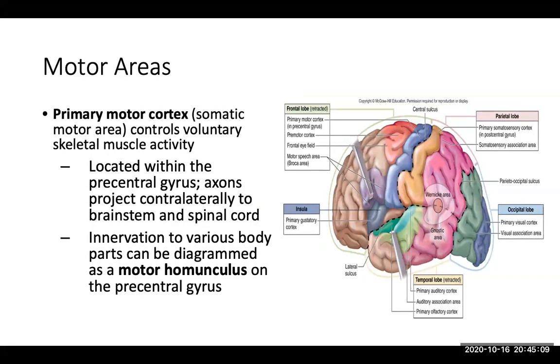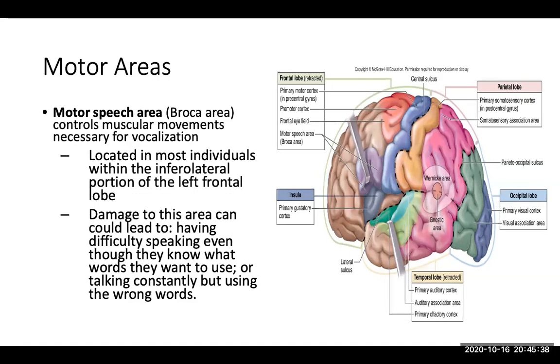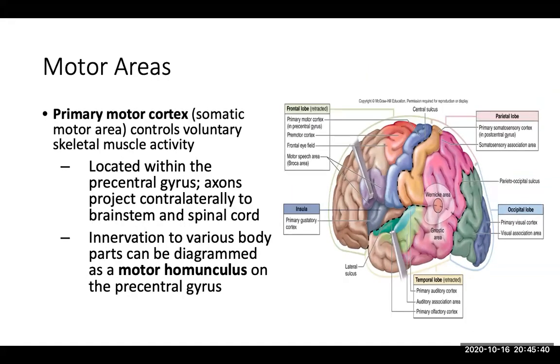So your primary motor cortex will control all voluntary skeletal muscle activity like we talked about. It's located within that precentral gyrus, and axons from it will project contralaterally, meaning to the opposite side of the body, to the brainstem and spinal cord. Innervation from this primary motor cortex can be diagrammed as a caricature drawing, and we call that the motor homunculus on the precentral gyrus. And I think we'll show a picture eventually, I hope.